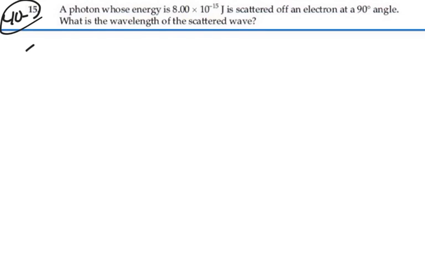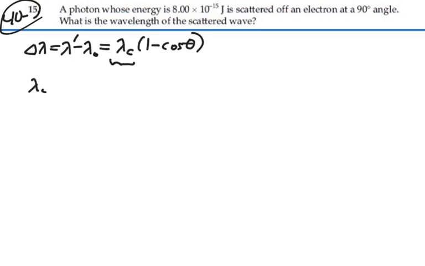We know that the difference in the wavelength between the scattered wave and the original wave would be the scattered wavelength minus the original wavelength, and that is equal to the Compton wavelength times 1 minus cosine of the scattering angle. And this Compton wavelength is equal to h over the mass of the electron times c.